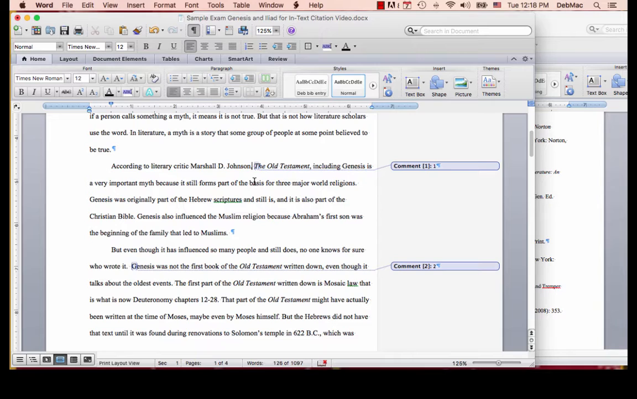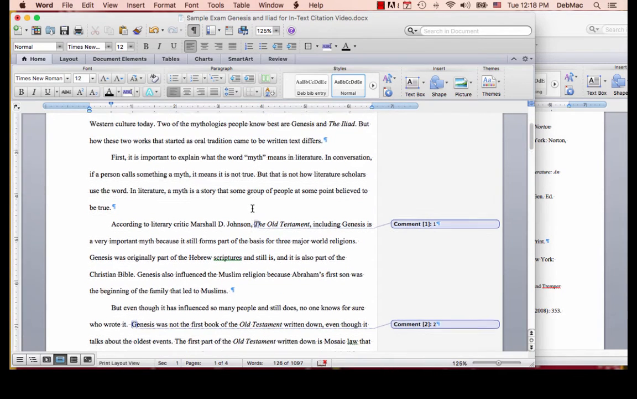If in the paragraph I also had information from another one of my sources, say Salemer, for example, I would need another citation to show that that information was from Salemer. And then if in the same paragraph I went back to Johnson, I would have to have another citation, because it's important that you cite which source provides which information in a paper.